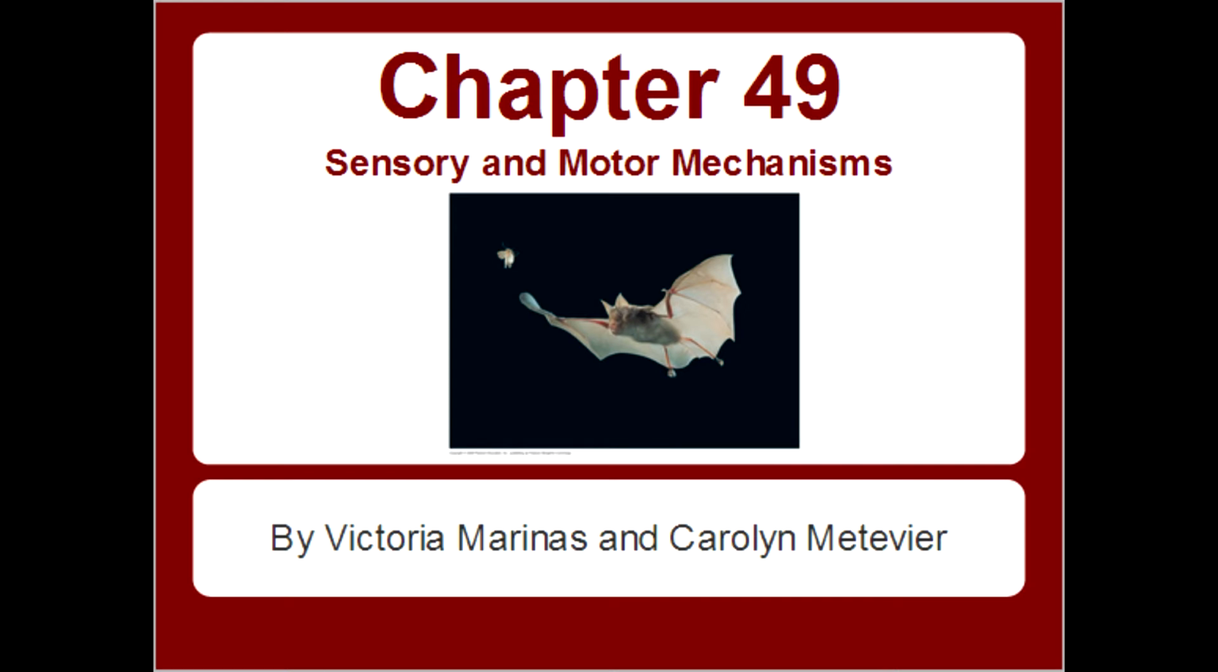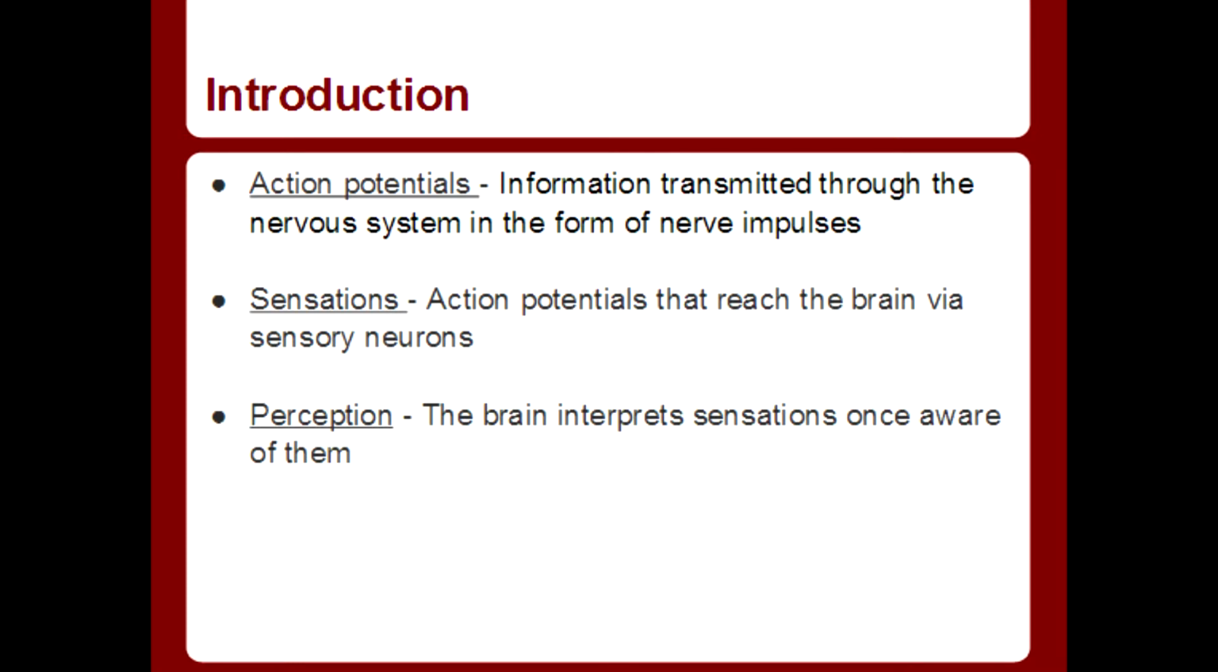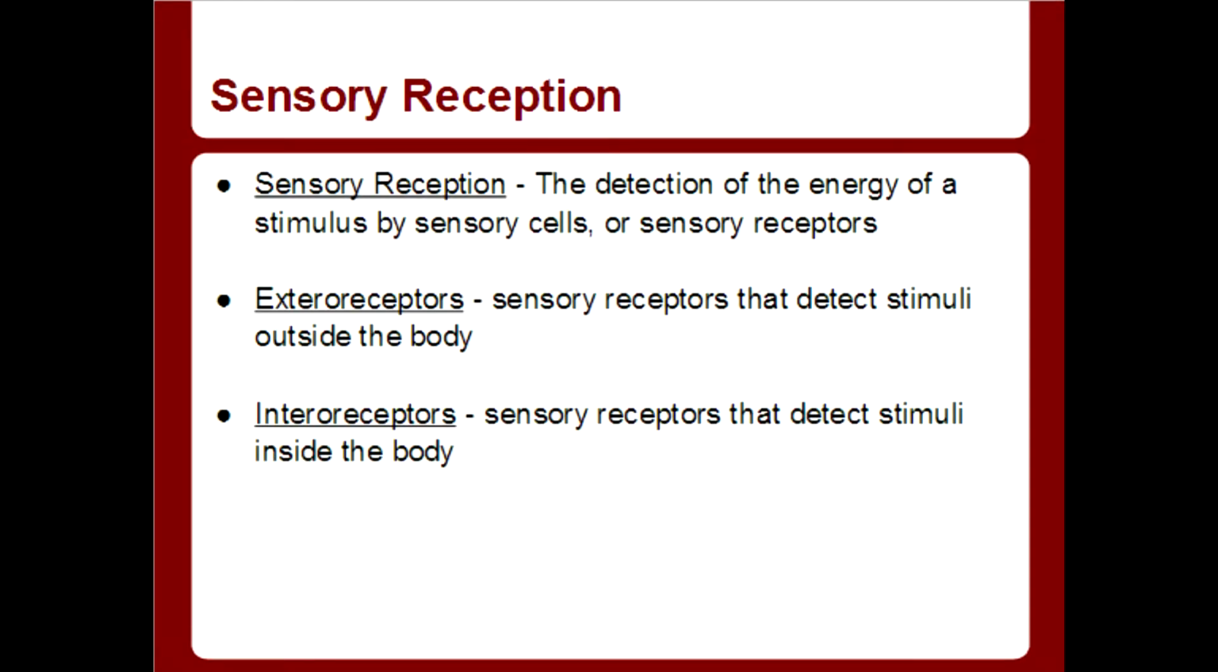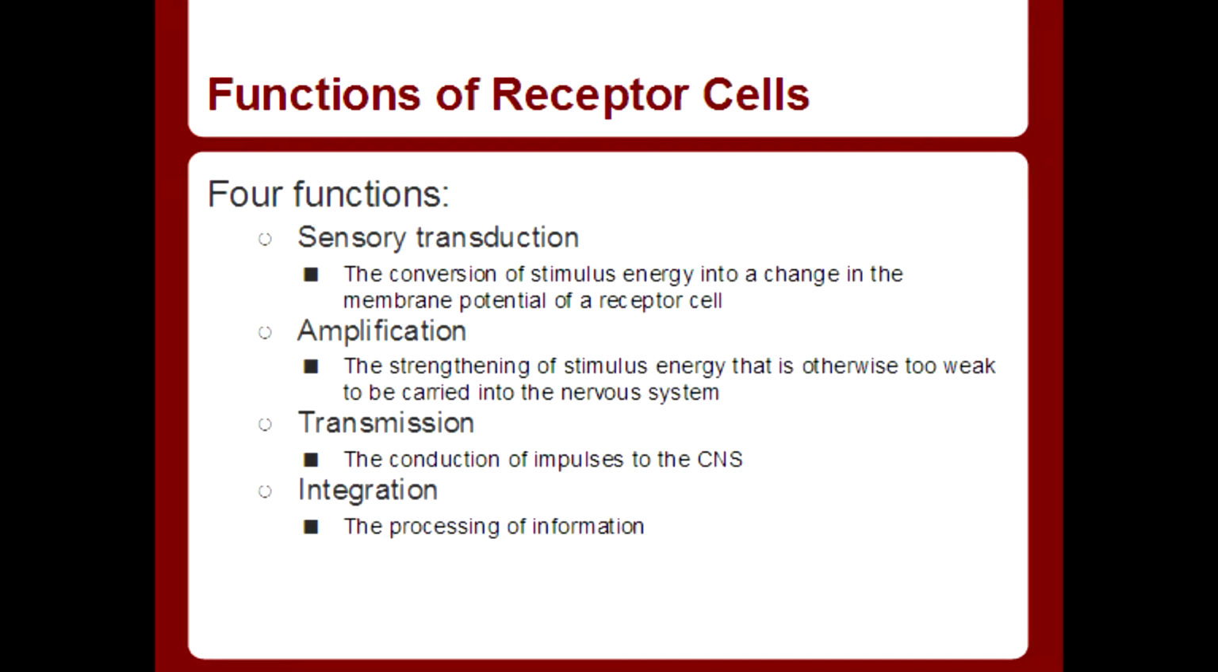Okay, here's Chapter 49, Sensory and Motor Mechanisms. As an introduction, we have action potentials, and you need to know the difference between sensations and perceptions, which are written down on the slides. Alright, sensory reception, it's written down, and you need to know the difference between exteroreceptors and interoreceptors. Intero being inside the body, extero being outside the body. There are 4 types of functions for receptor cells: sensory transduction, amplification, transmission, and integration. Know the difference between those.